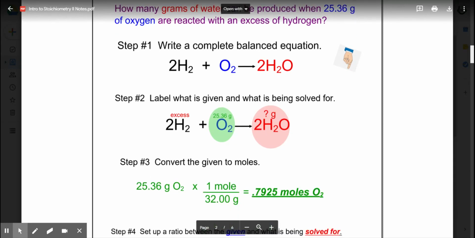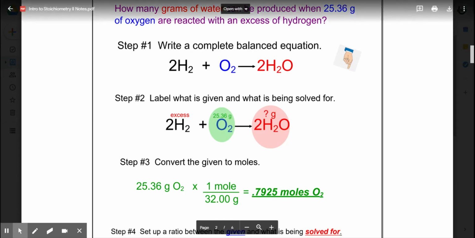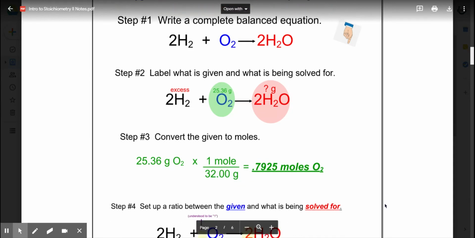So I took the 25.36 grams of oxygen, recalling that oxygen is diatomic, so its molar mass is 32, and I now have 0.7925 moles of oxygen. Moles of oxygen is a quantity that we can use in our chemical equation. So now we move on to step 4. Step 4 is going to be what you've already worked on previously this week. It's the molar ratio. Step 4 is set up a ratio between the given and what's being solved for.